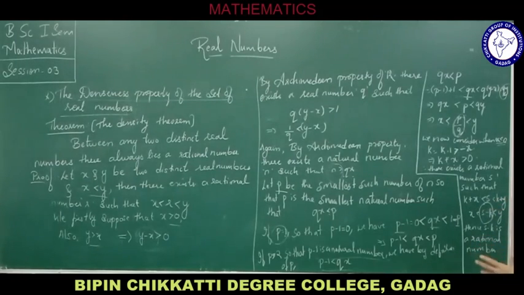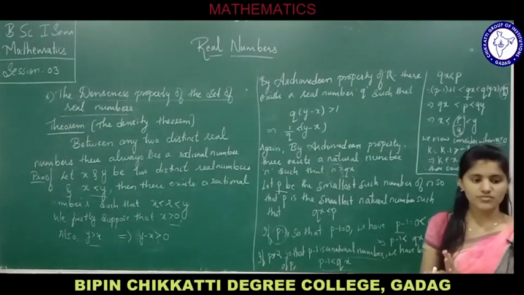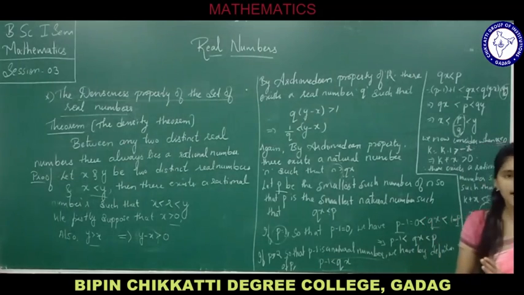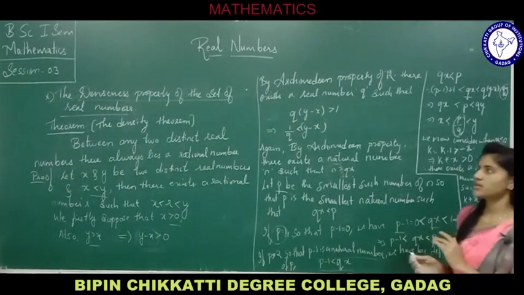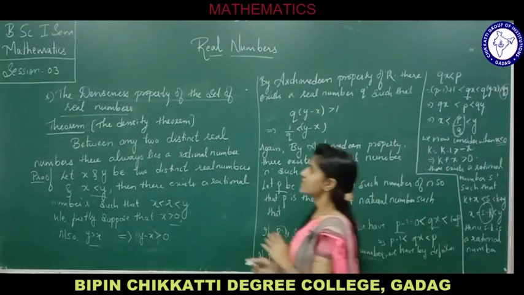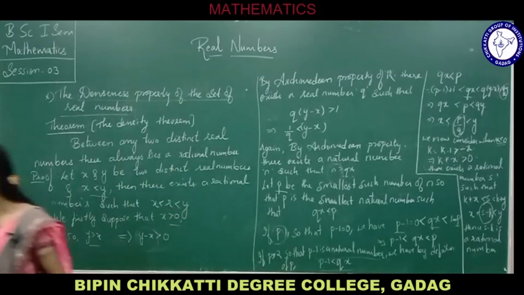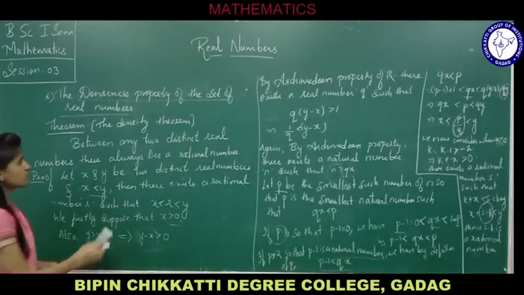This is like this. In between any two distinct real numbers, there exists a rational number. I hope you all have understood this, the density theorem. Now let us move to one more theorem.